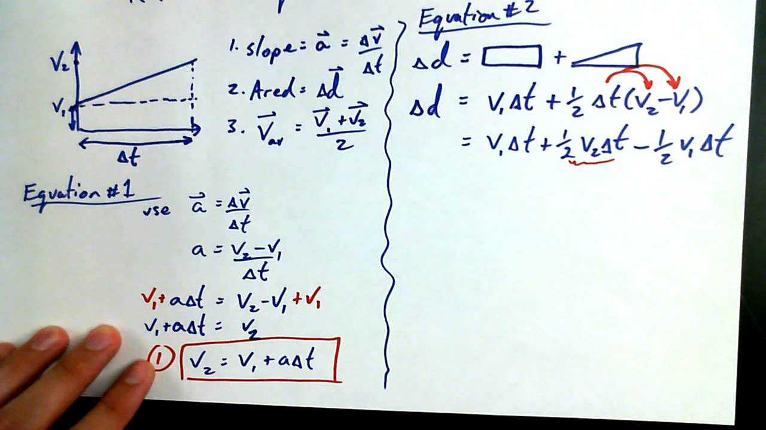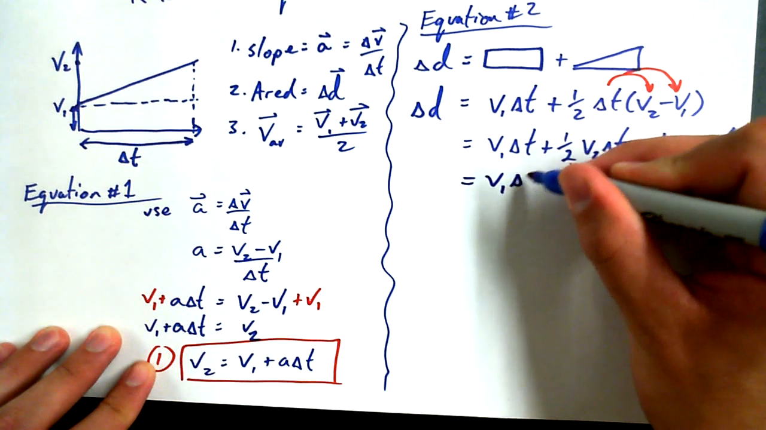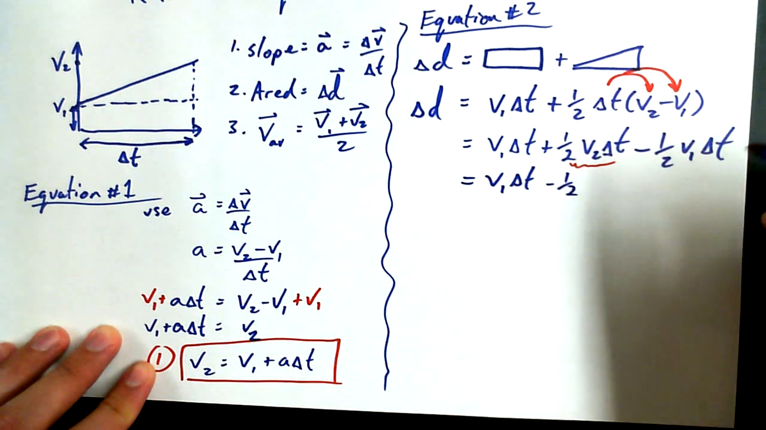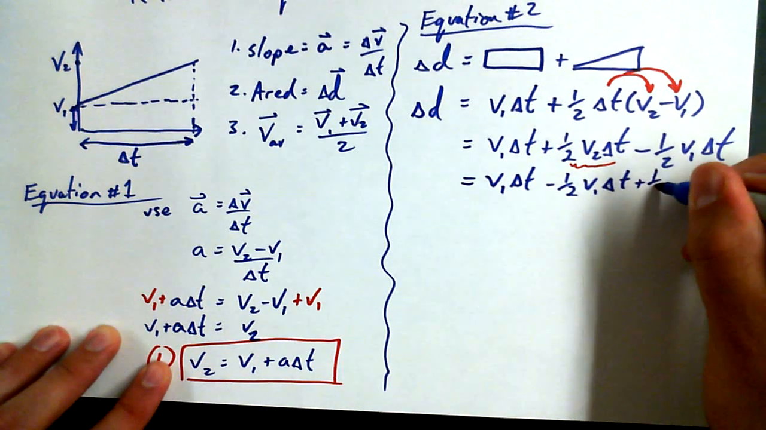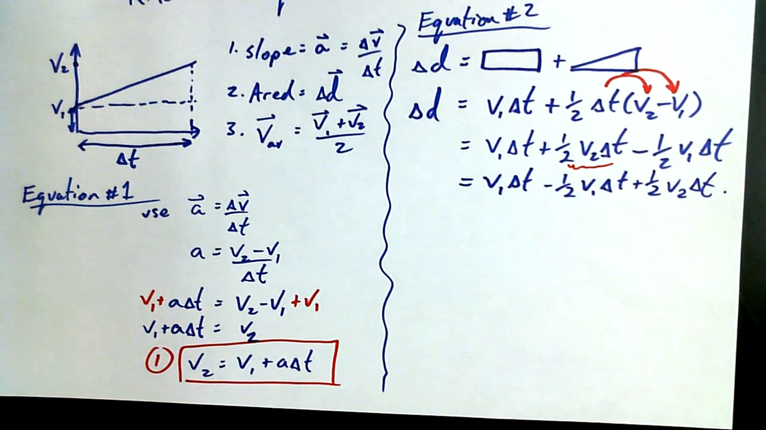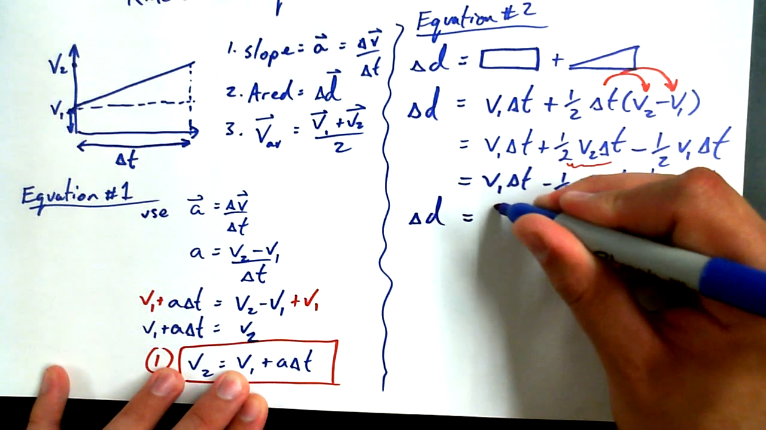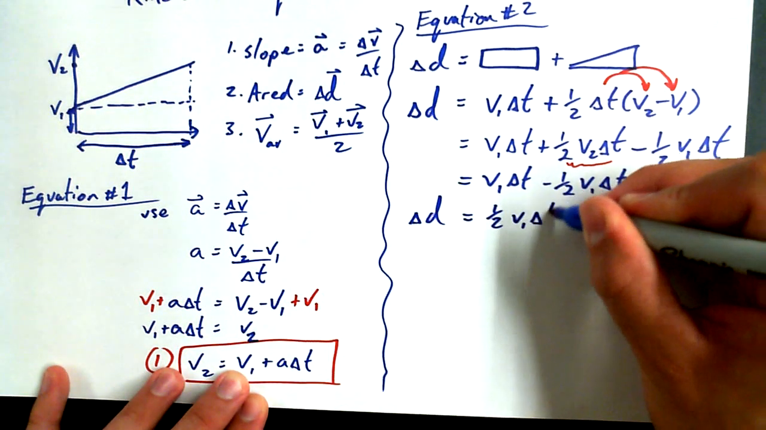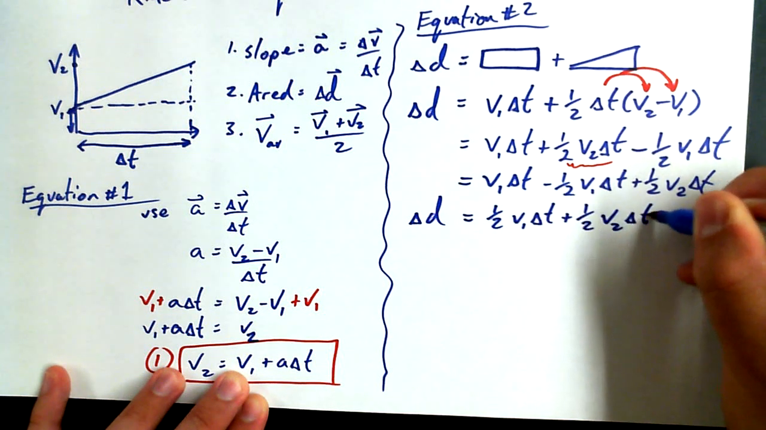The other two are similar terms or like terms, so we can cluster them together, and we write V1 delta t minus 1/2 V1 delta t plus 1/2 V2 delta t. And if I've got V1 delta t minus 1/2 V1 delta t, how many V1 delta t's do I have? Half, yeah. So I say delta d is equal to 1/2 V1 delta t plus 1/2 V2 delta t.